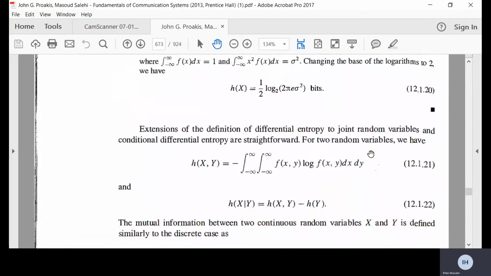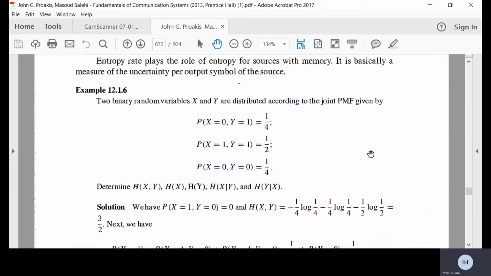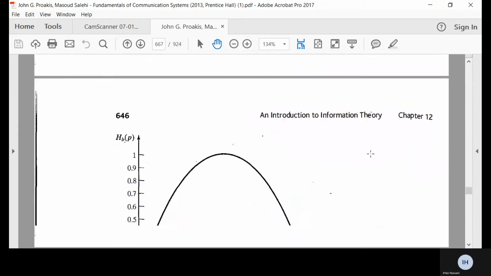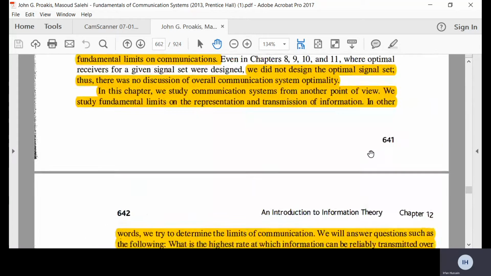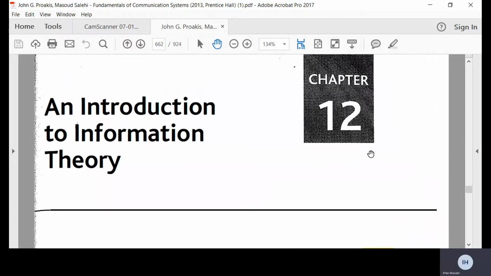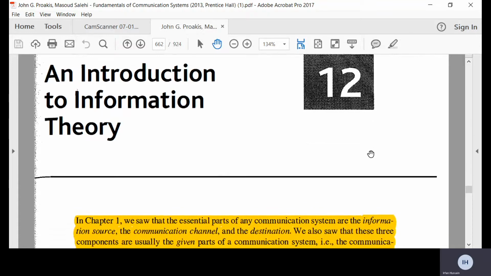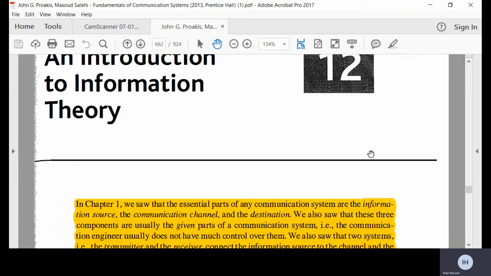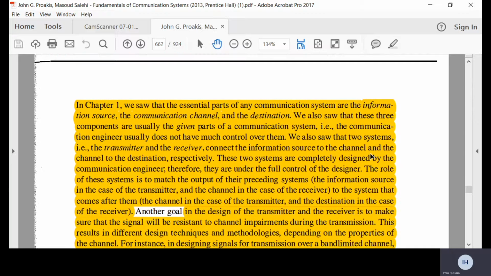While this chapter, as the name also indicates, is actually an introduction to a whole new angle of communication, which is noted by the name of information theory. Now, we all know that there are three fundamental parts. One is the information source, and we have the communication channel and the destination.